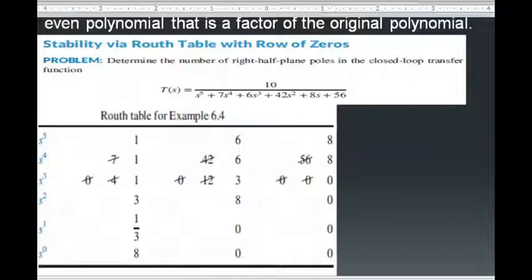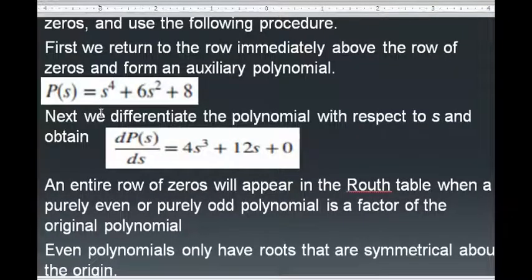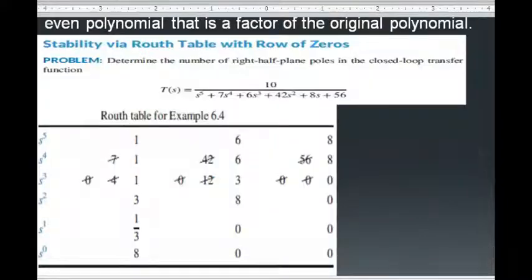Okay. So if you write the polynomial, we call it the auxiliary polynomial. What should it be? S4 plus 6S2 plus 8. That's the first step, actually. Once you have the entire row as 0, you write the polynomial for the row which is immediately above it. Okay. All right. Let me go to the next.